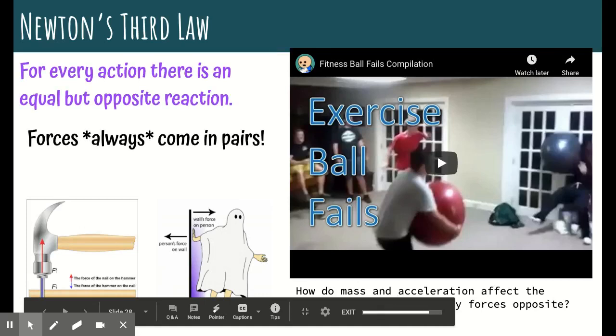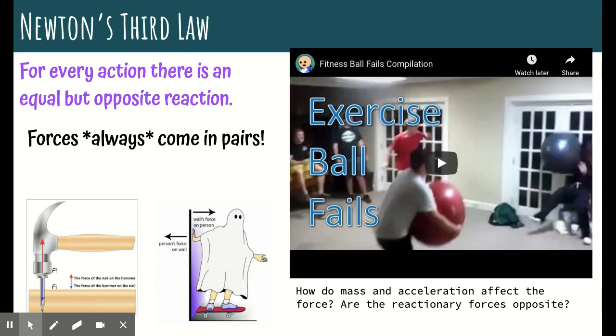Hello. So today we are going to talk about Newton's third law. This is a pretty short lesson because it just goes over action and reaction forces. Newton's third law states that for every action there's an equal but opposite reaction. What that means is that forces always come in pairs. Any applied force will come in a pair.